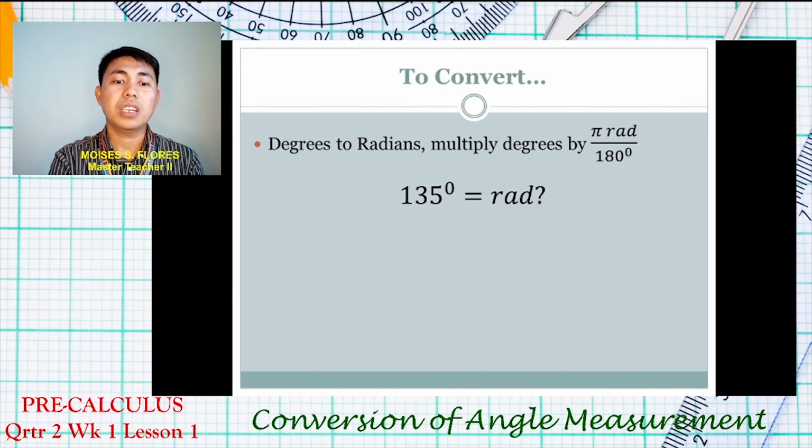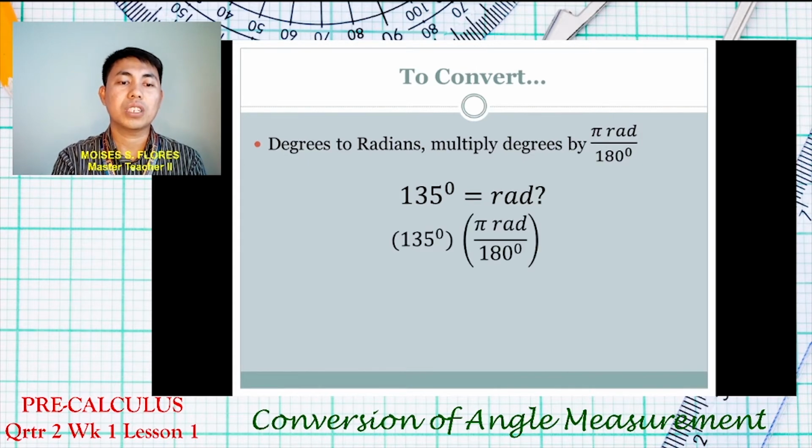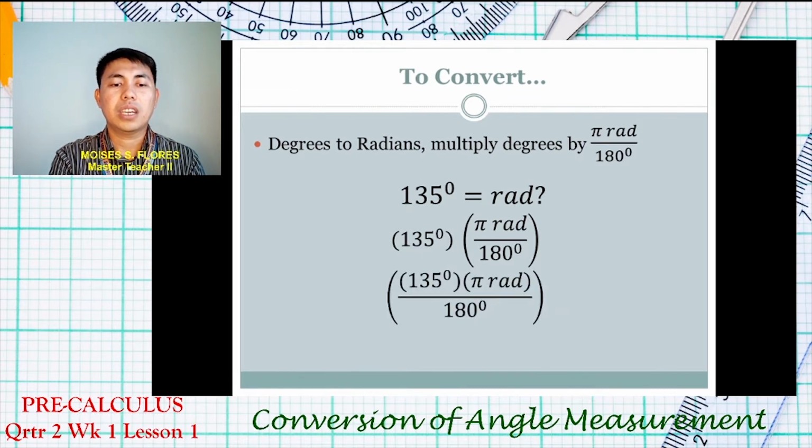What is the value in radian when I have here 135 degrees? All we need to do is to multiply 135 degrees times pi radian over 180 degrees. We have a common unit of measurement, which is degree, so we're going to cancel that. Then what is 135 over 180? The common factor here is 45. So simply, we have 3 pi over 4. Again, the value of 135 degrees in radian is 3 pi over 4 radian.